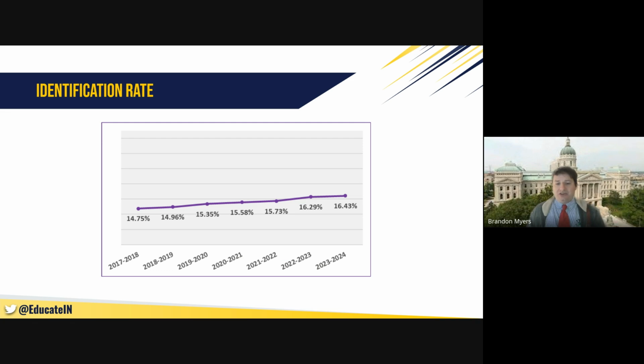We are not particularly high for identification rate when you look at the federal, all 50 states, but there are certain school districts that have very high identification rates, and we do look at that. So it's important to look at this both at the local level and at the state level. So we're now, for last year, at around 16.5% of our children enrolled identified.